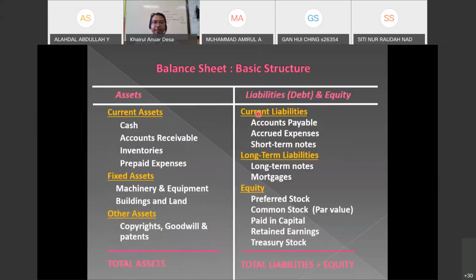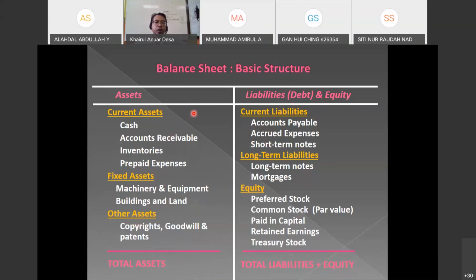So this is the basic structure of the balance sheet. Okay, nama dia pun balance sheet. Balance sheet must be balanced. So the total here is equal to the total here. The total of the asset must be balanced or equal with the total liability plus equity. This is the component of the balance sheet: current asset, fixed asset, and other asset, current liability, long-term liability, equity.